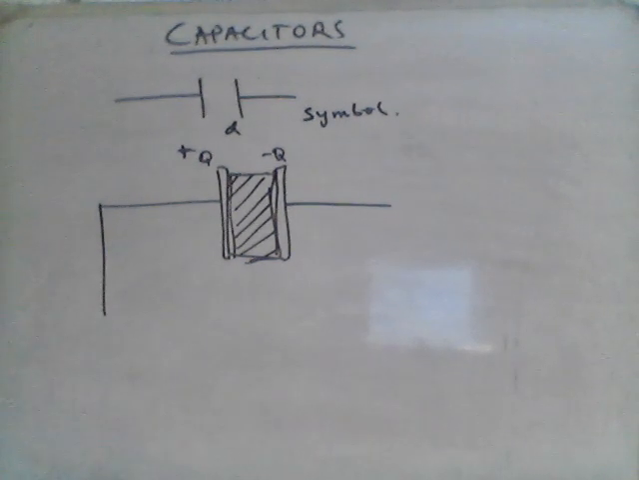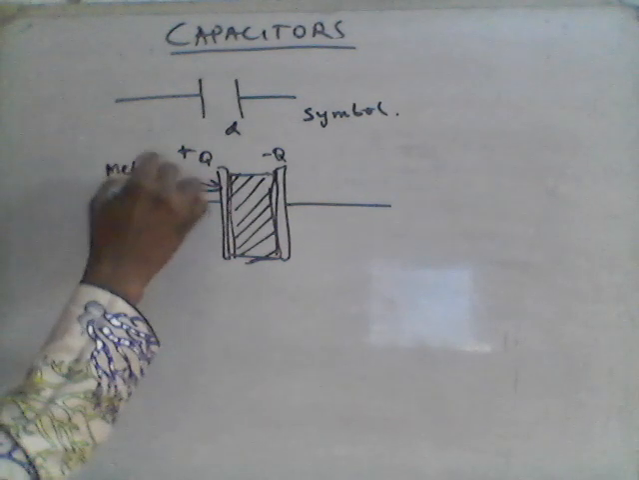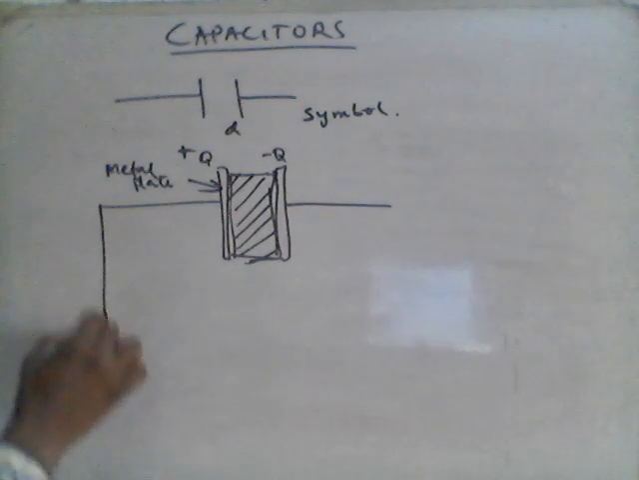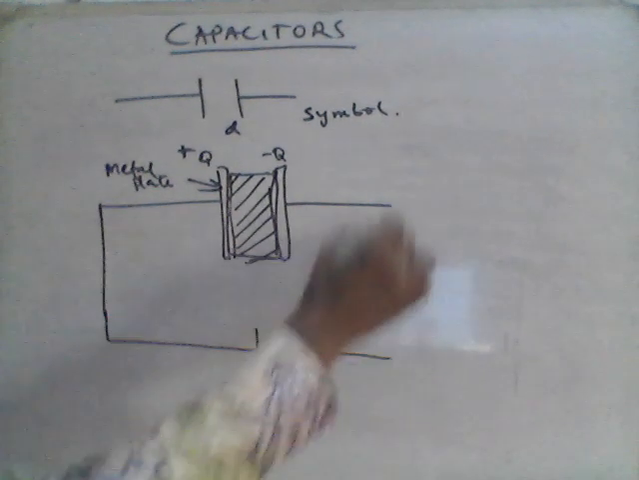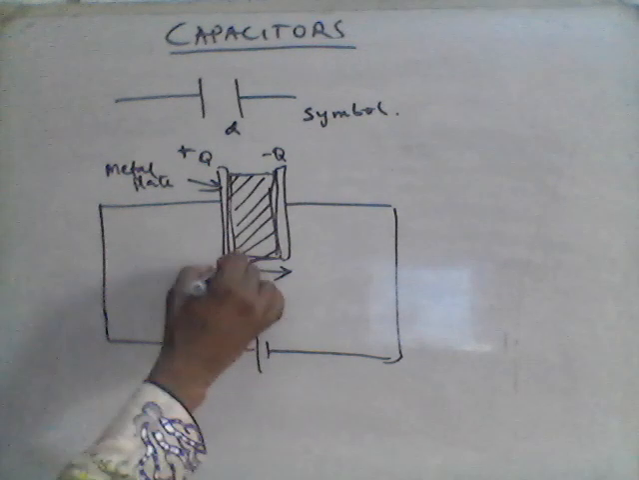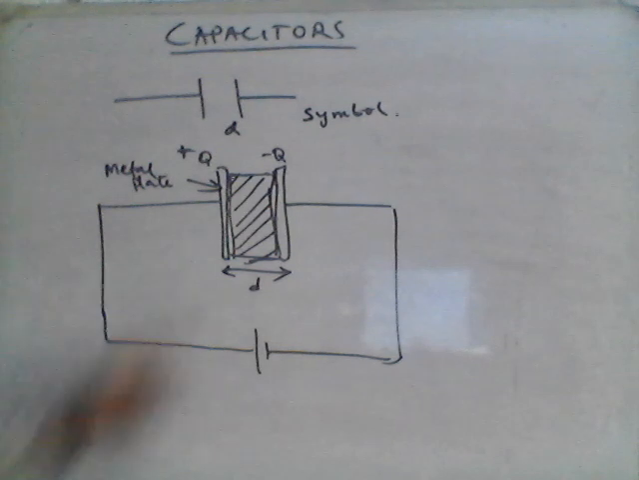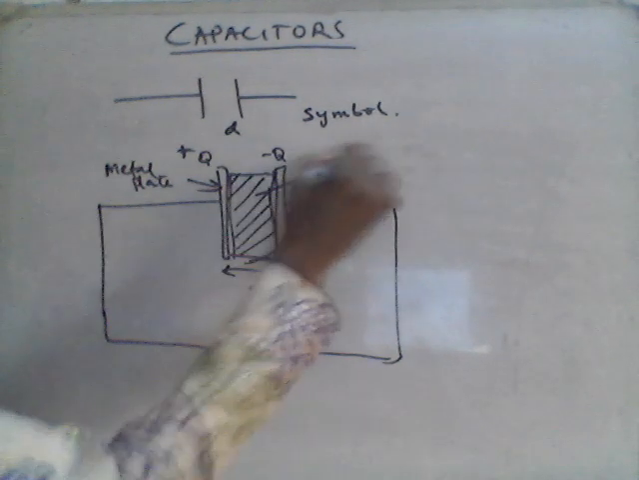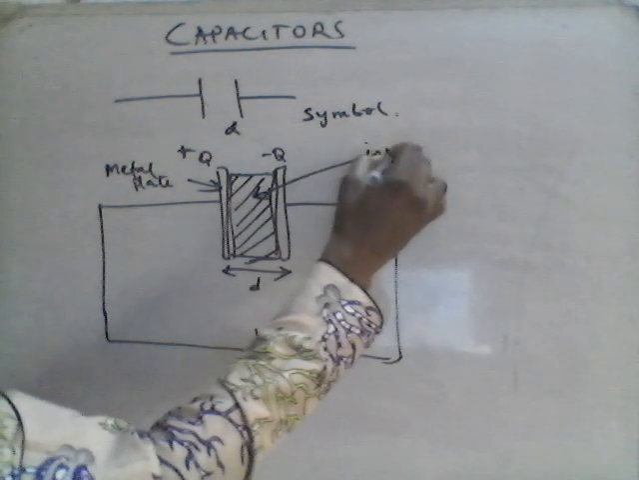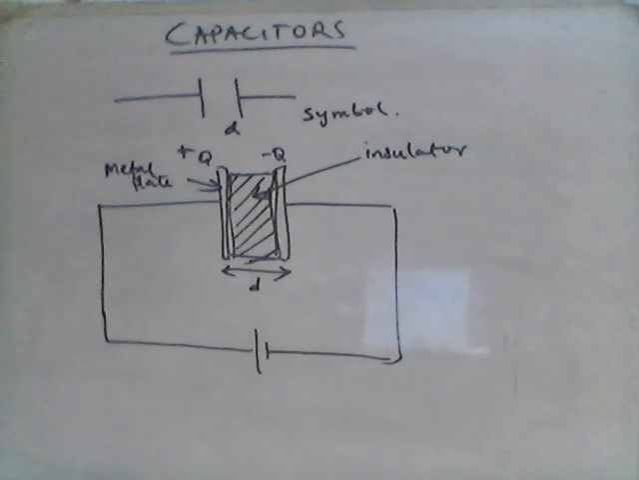This is known as the metal plate. This is the metal plate. Of course, I have a cell powering it like this. Then this is the distance of separation, d. This material is shaded in. It is an insulator, not a conducting material. So this insulator is the one providing the dielectric. Then you have the metal plates. This is a metal plate. This is a metal plate. So this is how it looks.